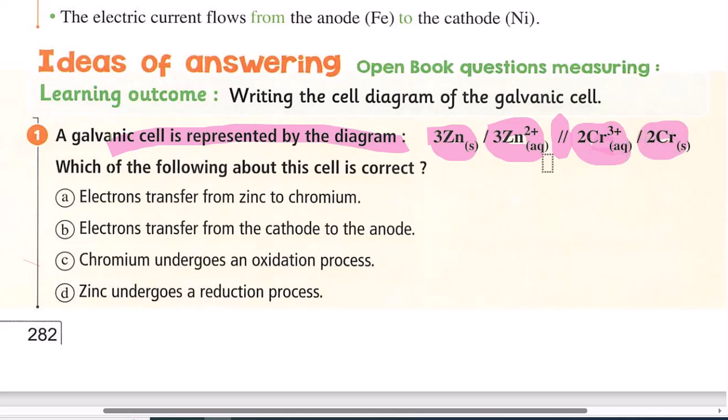So what really happened in this cell? Which of the following about this cell is correct? Electron transfer from zinc to chromium. Zinc is oxidized, yes, look at this. Zinc here is 0 and zinc here is positive 2, it is oxidized. So electron transfer from zinc, yes, to chromium, yes, it is correct.